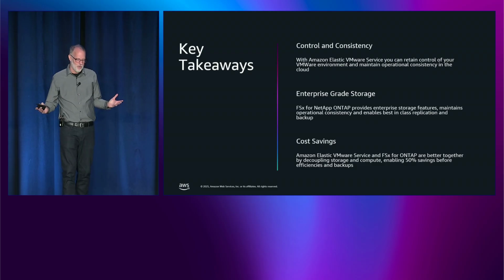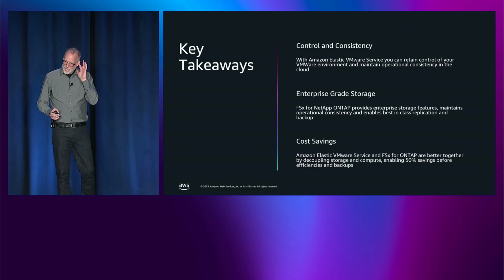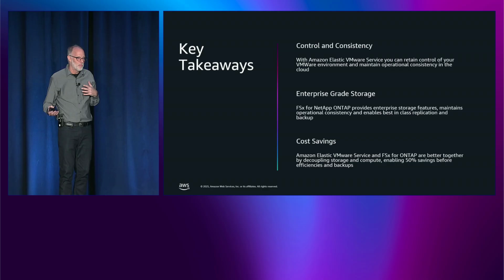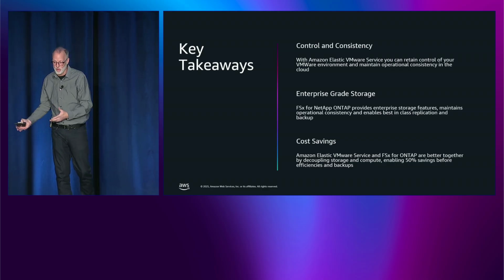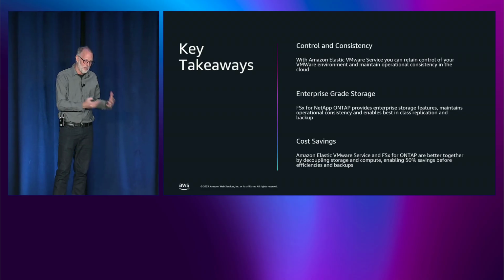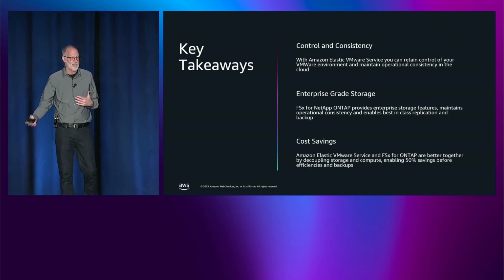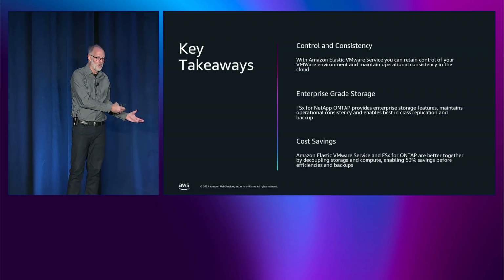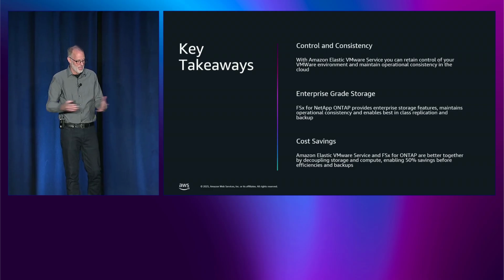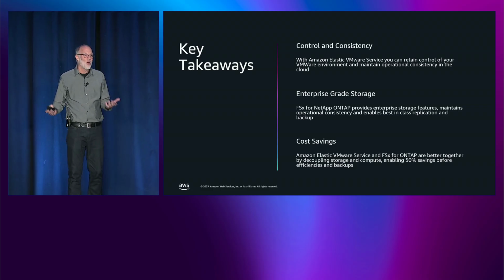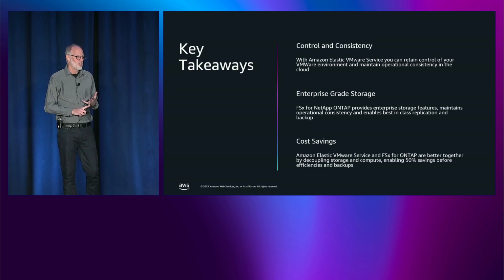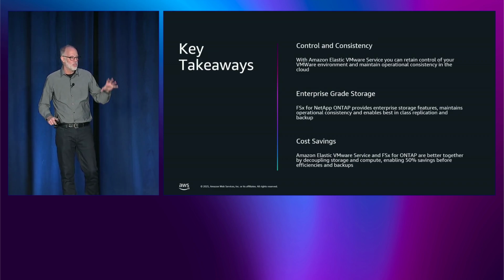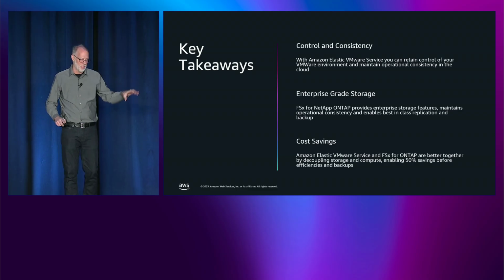So the key takeaways today are that this is bringing control and consistency. When you bring your EVS environment in here, you are getting complete control of your VCF environment. And if you're leveraging FSx for ONTAP, you're having that same consistency. If you're using ONTAP on-prem, you're getting that same way in the cloud. We're bringing all those enterprise-grade capabilities, the deduplication, compression, snapshots, and autonomous ransomware protection, into the cloud.